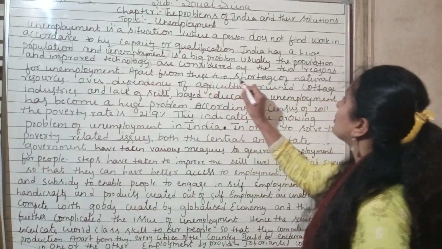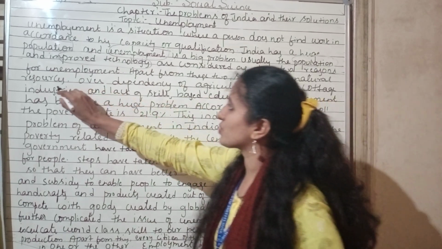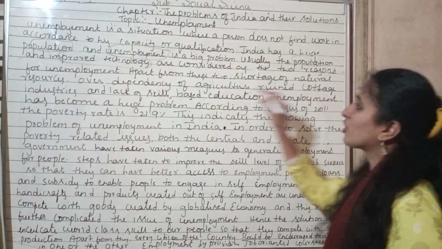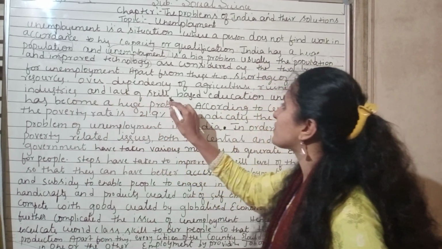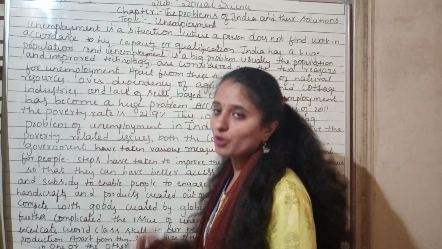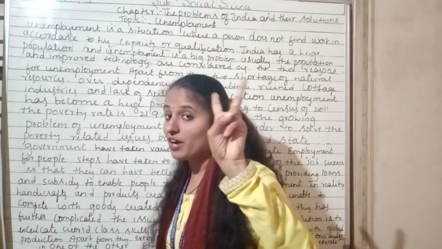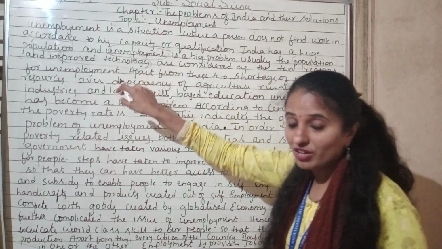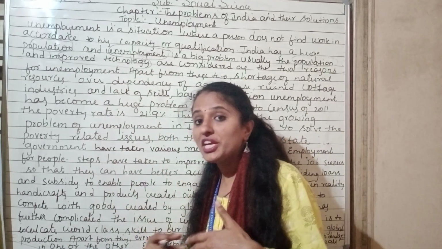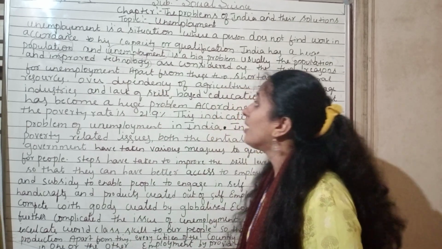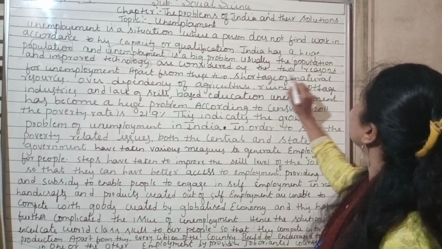Apart from this, shortage of natural resources, over-dependence on agriculture, ruined cottage industries and lack of skill-based education, unemployment has become a huge problem. Apart from the two, one is the population and the other is improved technology. So India is also facing some problems. What are the main causes of unemployment?